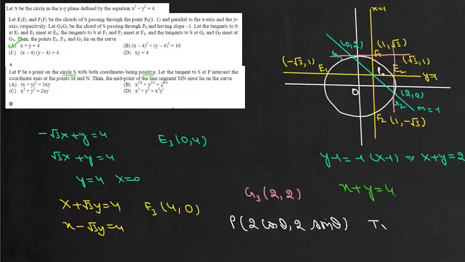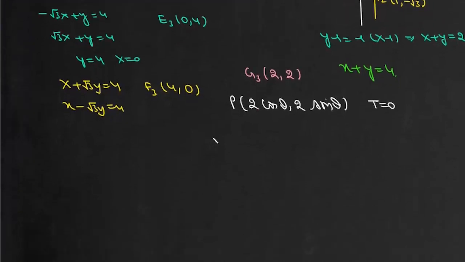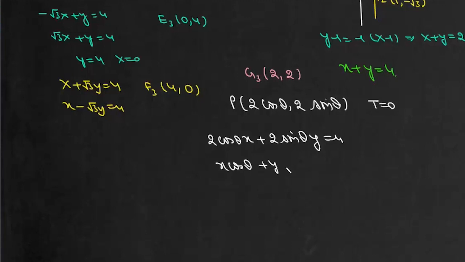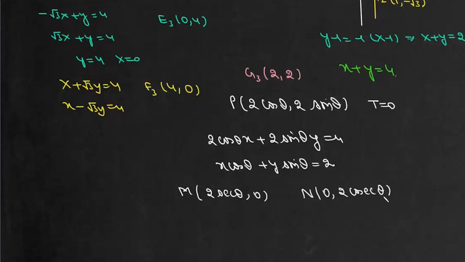Then we know that the equation of tangent is given by T equals 0. So this equation will be 2 cos theta x plus 2 sin theta y equals 4, or x cos theta plus y sin theta equals 2. Now it intersects the x-axis and y-axis at M and N. So M will be (2 sec theta, 0), and N will be (0, 2 cosec theta).